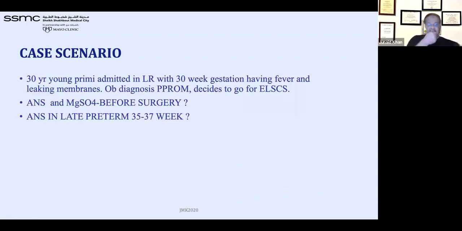So let's start with a scenario. A 30-year-old young primigravida is admitted in the labor room at 30 weeks gestation, having fever and leaking membranes. The OB diagnosis is PPROM, which is prolonged premature rupture of membranes, and they decide to go for an emergency LSCS. I discussed this in my previous talk about antenatal steroid and magnesium sulfate, or antenatal steroid in the late preterm of 35 to 37 weeks.